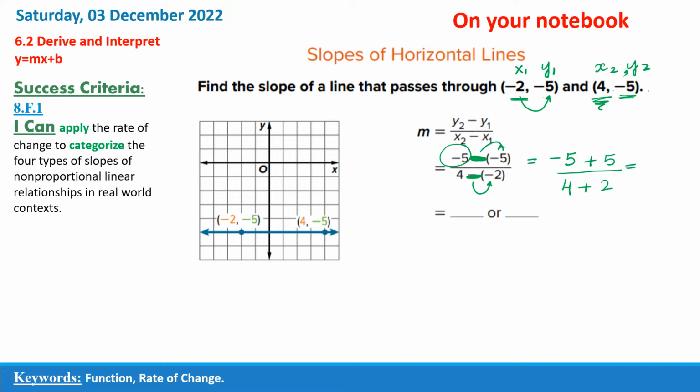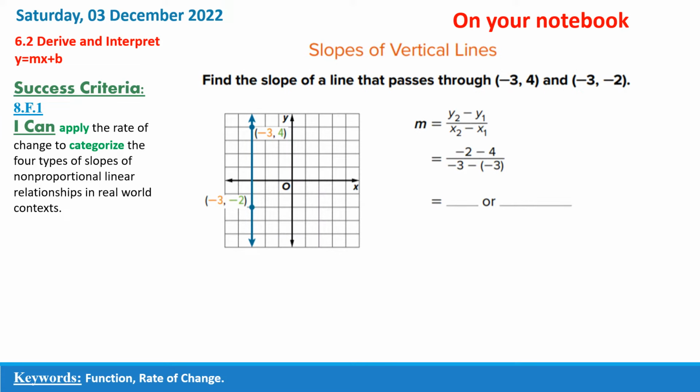Minus 5 plus 5 gives us 0, because 5 minus 5 is 0, and 4 plus 2 is 6. Anything multiplied by 0 is 0. So 0 over 6 gives us 0, so the slope is 0. Whenever you have a 0 slope, always remember that we will have a horizontal line, and it is already shown by this graph.